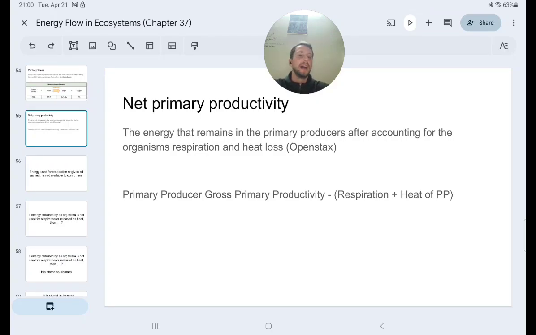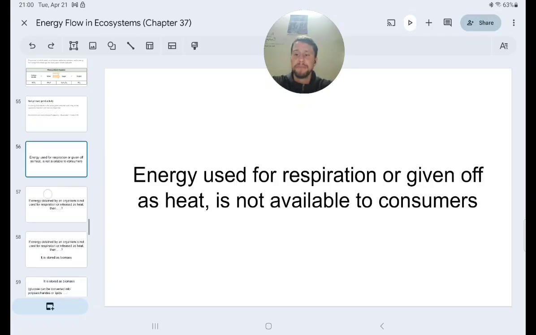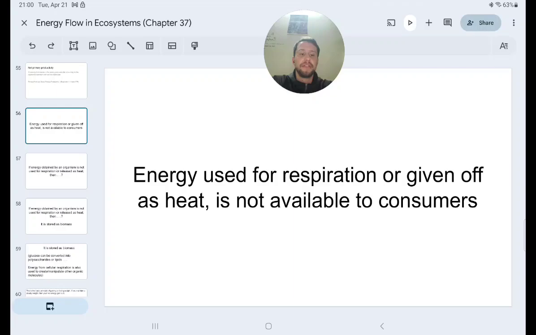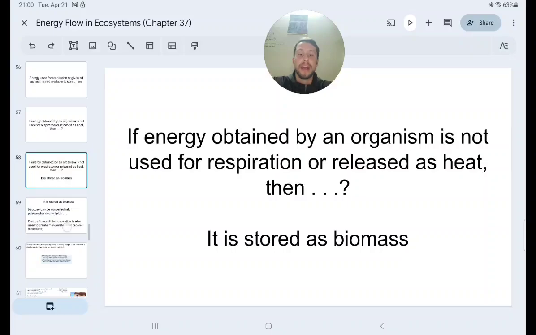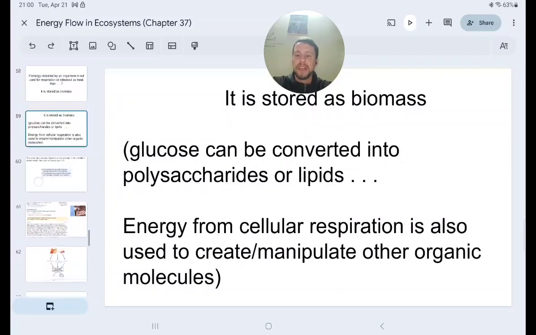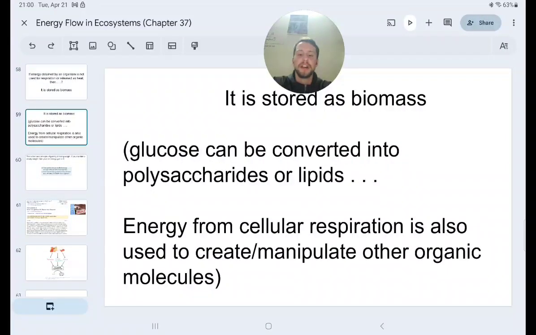As you showed in that previous example diagram, the gross was like 20,000, but the net was like 7,000. So energy used for respiration or given off as heat is not available to consumers. And so if energy obtained by an organism is not used for respiration or released as heat, then where is it? It's stored as biomass.